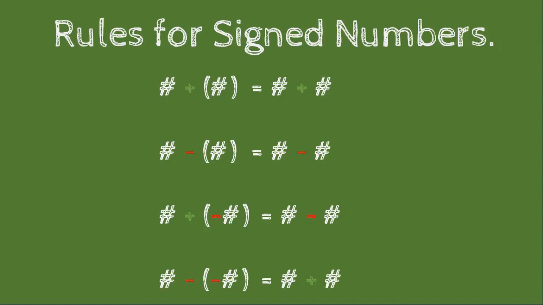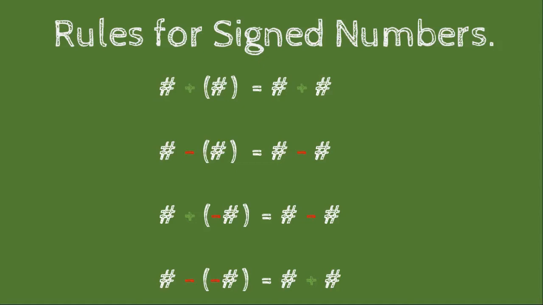In other words, this is a positive number plus parentheses another positive number, which will equal a positive number plus a positive number. In the next example, a positive number minus parentheses a positive number can also mean a positive minus a positive number, or a number minus a number. In the third example, a positive number plus parentheses a negative number can be translated into a positive number minus a positive number, or a number minus a number.